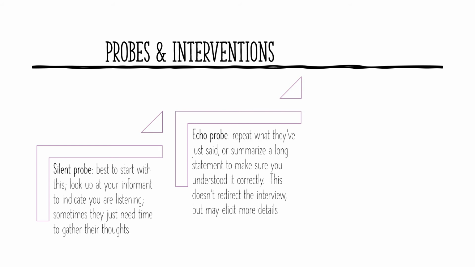You could also try the echo probe, which is where you repeat what they've just said or try to summarize a long statement to make sure that you understood it correctly. The nice thing about an echo probe is it doesn't redirect the interview, but it might elicit more details. It helps your informant to go back and think about what they've just been talking about and maybe fill in some more details that come to mind.